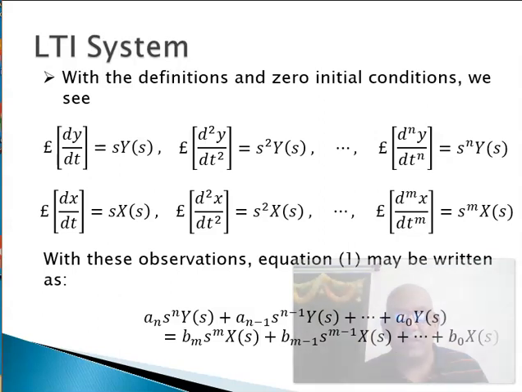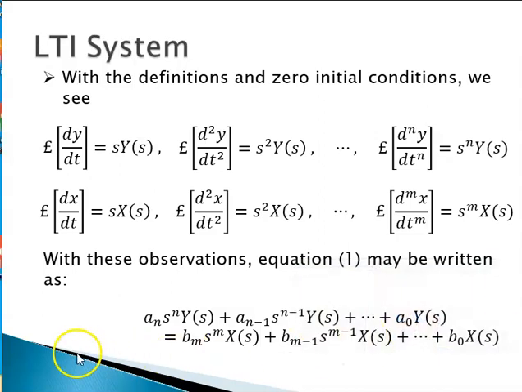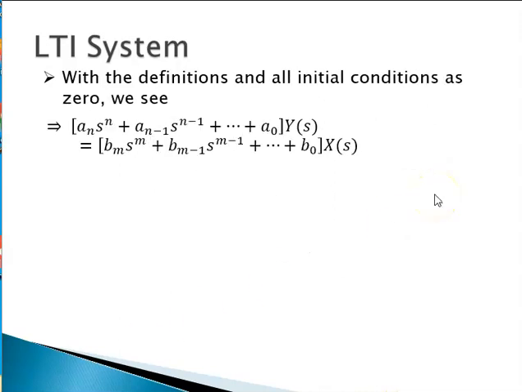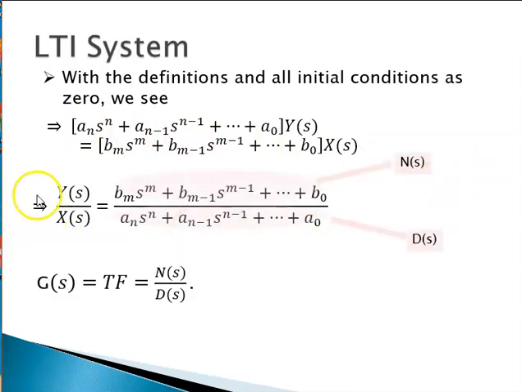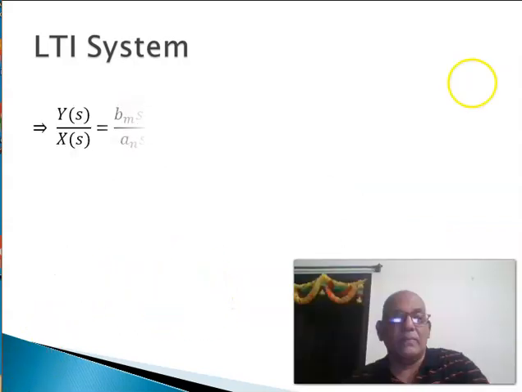It's an algebraic equation. a_n s to the power of n Y(s), a_(n-1) s power n minus 1 Y(s), and so on. Similarly, the same with X. Thus, in Laplace transform domain, the differential equation comes out to be this, and we can write the transfer function as indicated over here. This N(s) is the numerator polynomial in s. This D(s) is the denominator polynomial in s, and we have transfer function as N(s) over D(s).